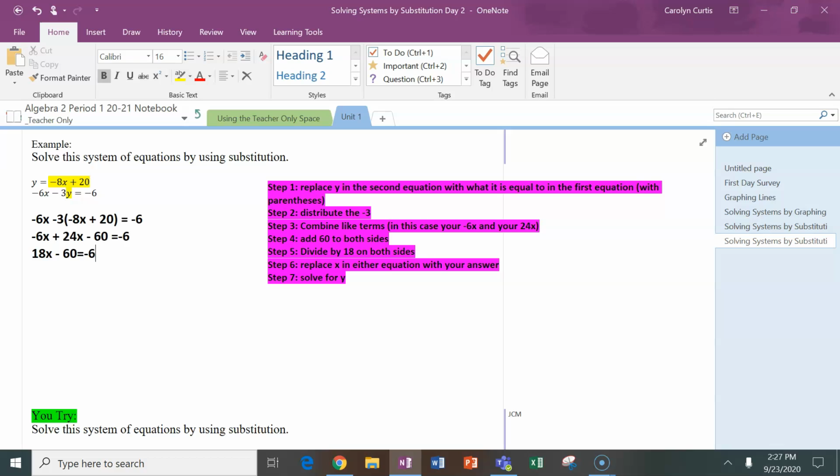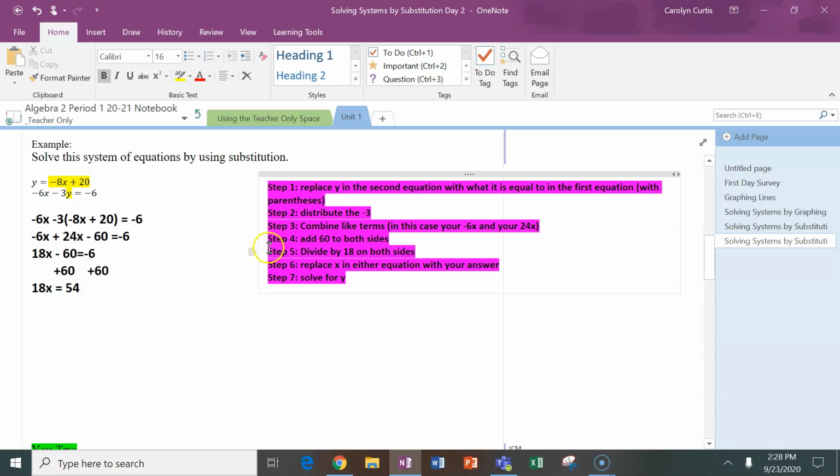Step 4, add 60 to both sides. Your 60 is negative here, so to move it to the other side, you need to add it. So that leaves me with 18x equals 54. Step 5 says divide by 18 on both sides. If I divide by 18 on both sides, I'm left with x equals 3.